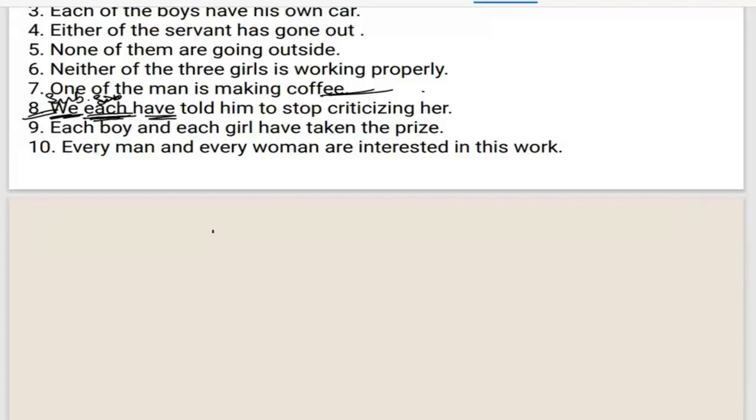And there is no problem in sentence number 8. Sentence number 8 is an absolutely right sentence. Is this clear to all of you? Okay. Now let's talk about sentence number 9 and 10.